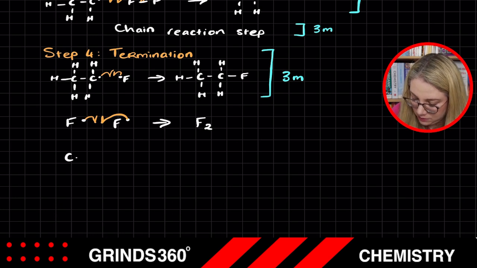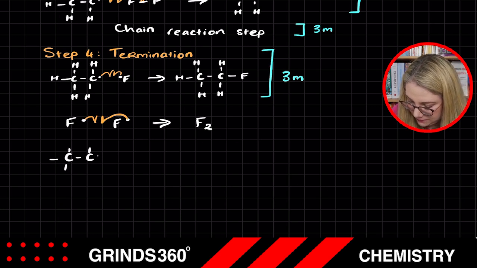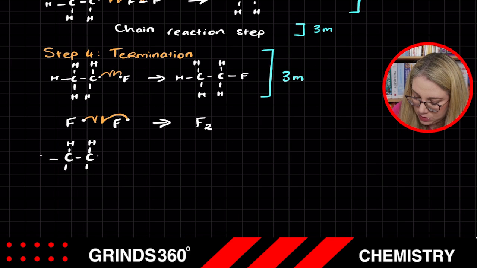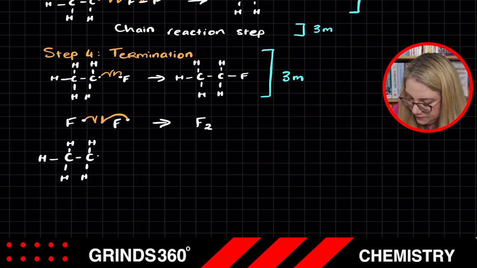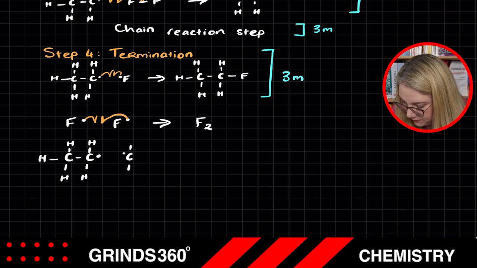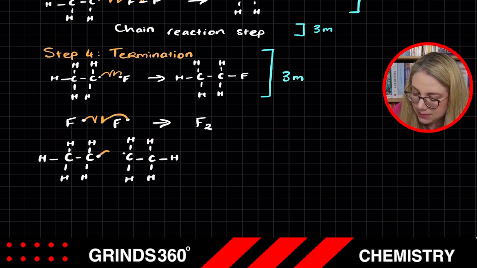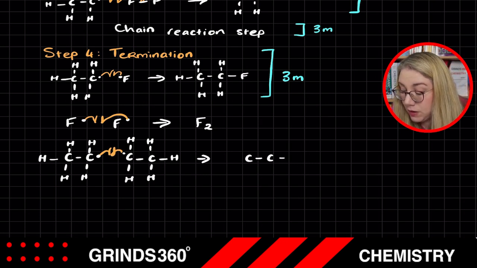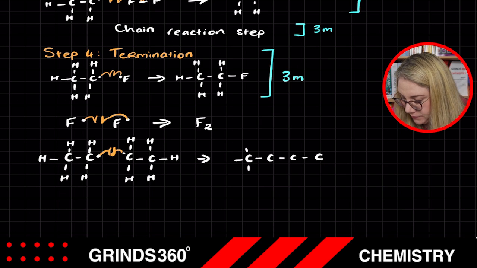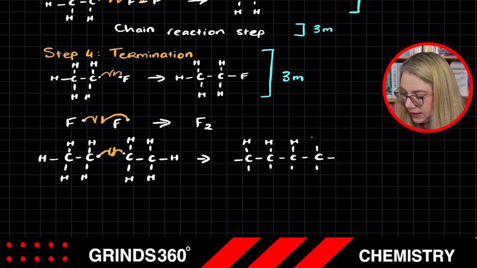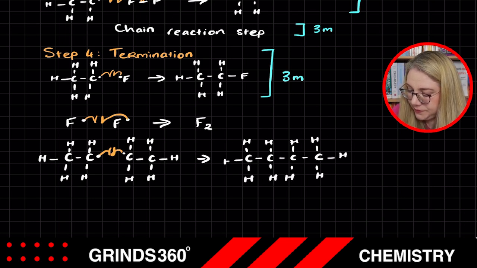So we combine 2 ethyl free radicals, form a bond between the 2 free radical carbons, and again, that longer chain hydrocarbon here would only be present in a very small amount because it's more likely that your free radical will combine with fluorine. There we go. And that is my free radical substitution mechanism.